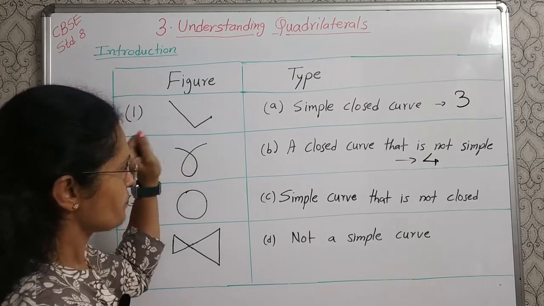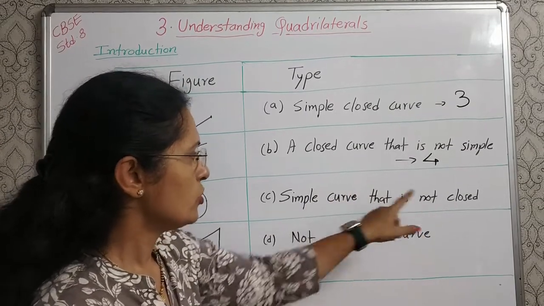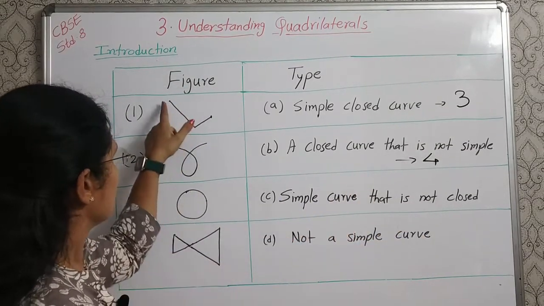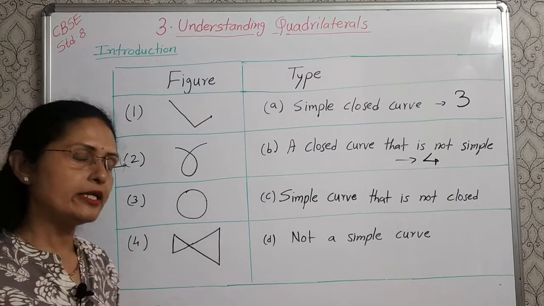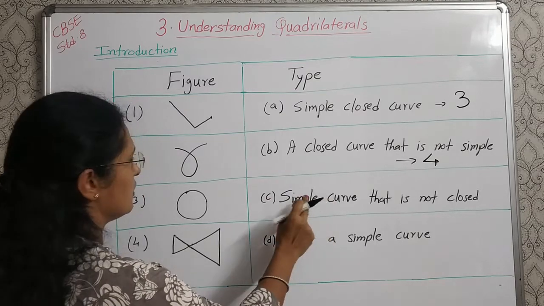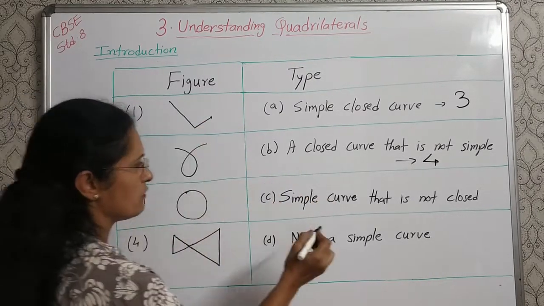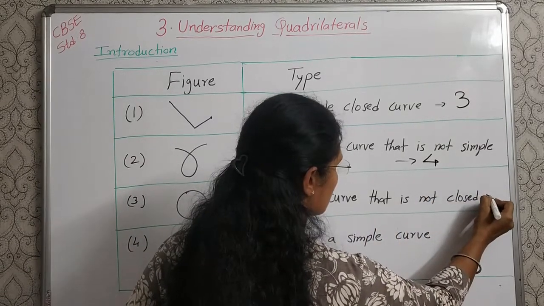Therefore this is a simple curve, and it is not closed. The starting point and ending point are different, so it is not closed, and it is a simple curve because nothing is overlapping here. So figure 1 matches with this.